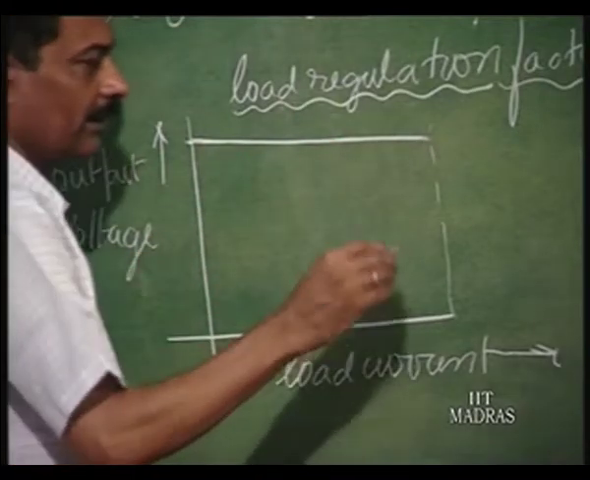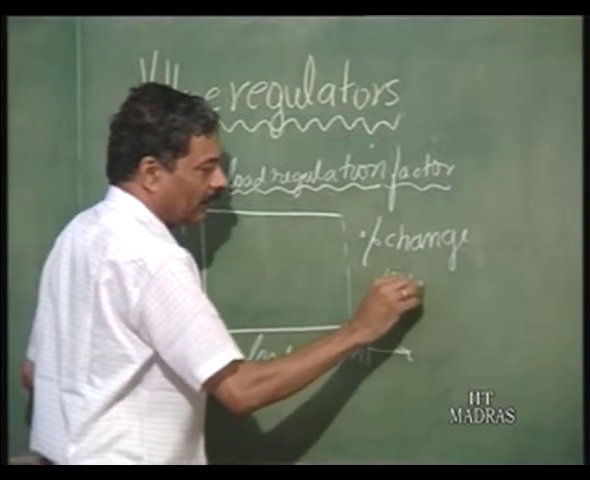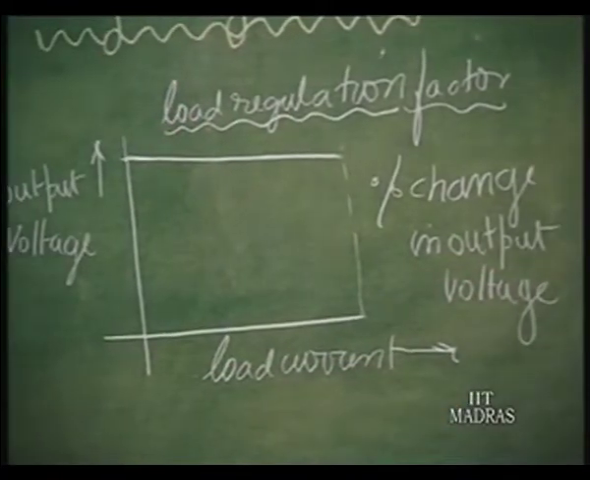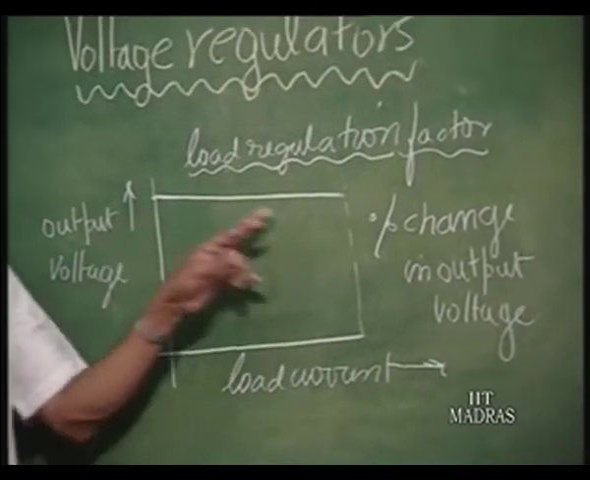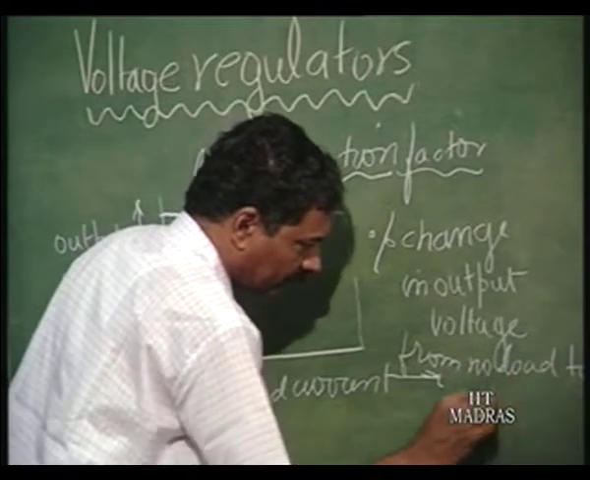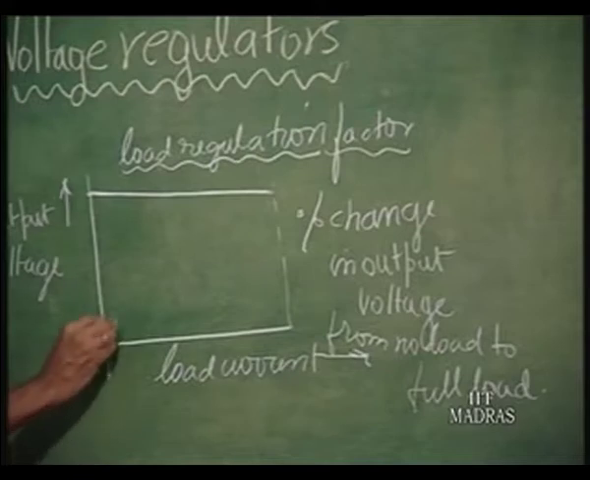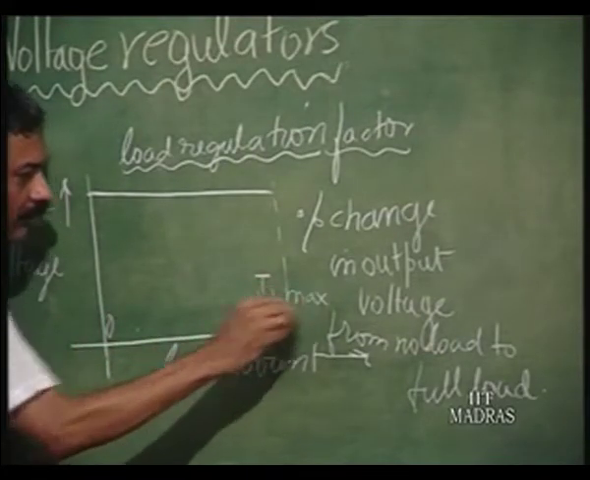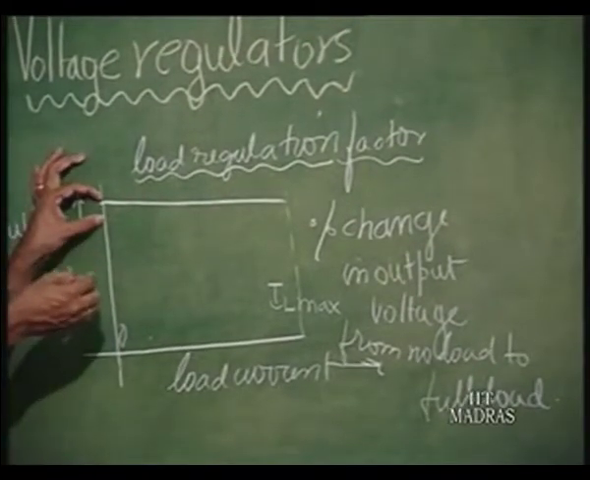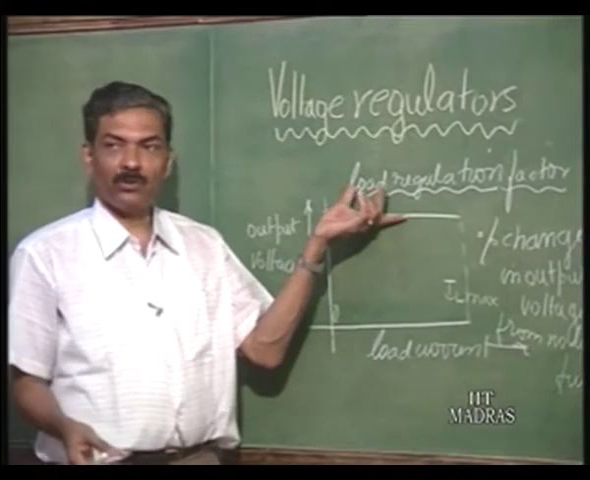What is it? It tells us the percentage change in output voltage from no load to full load. So, when there is a large change in current from no load, that is 0, to full load, what is the percentage change? Find out the delta V, and divide it by the nominal value and obtain it as a percentage change. That is what is called load regulation factor.